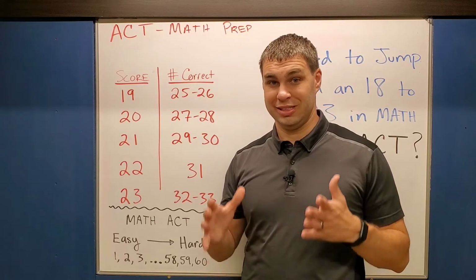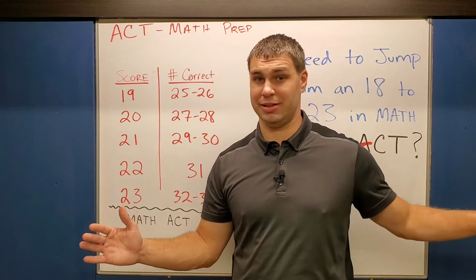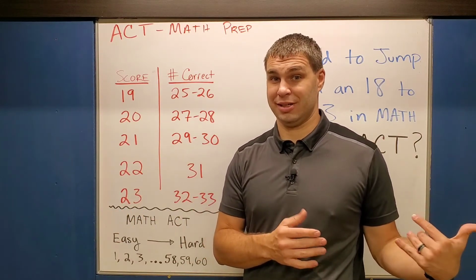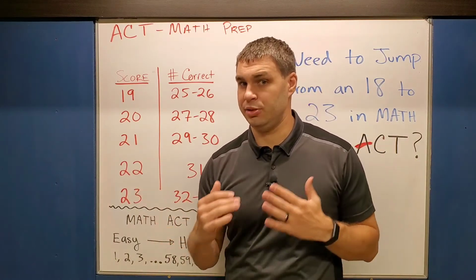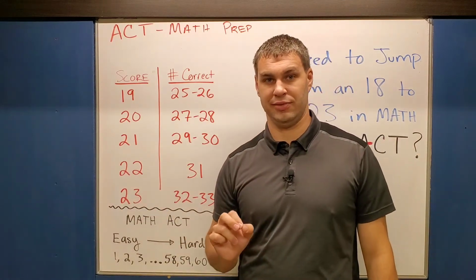So take your time, do the first 30 as well as you can. Don't even worry about the back half. And if you have time to do it, that's great, that's bonus. And then make sure you don't leave them blank though, bubble them down, and you're probably going to get around a 23 on the math section of the ACT.